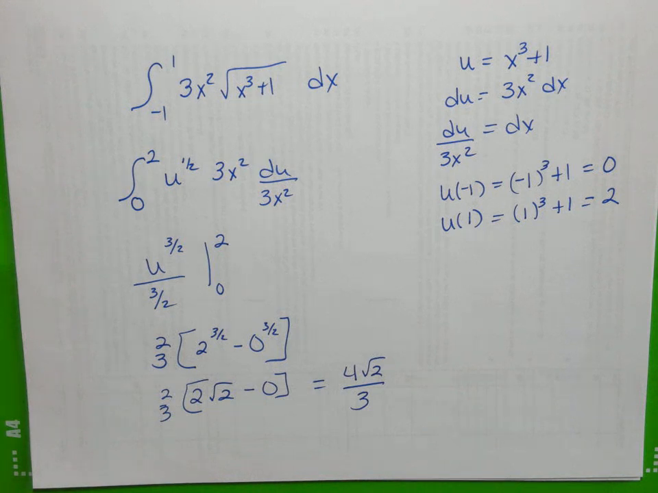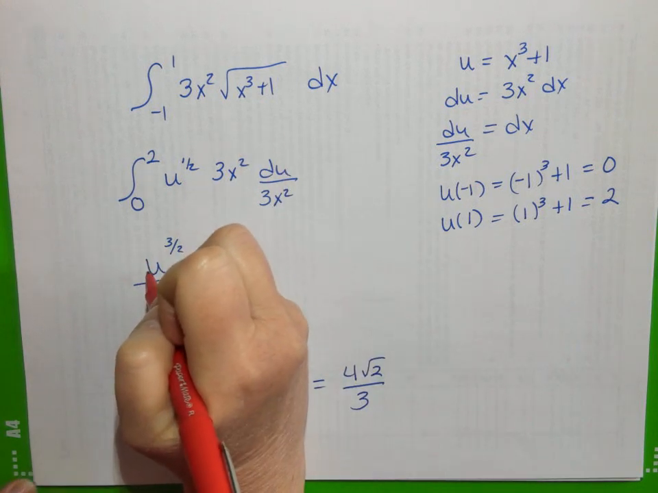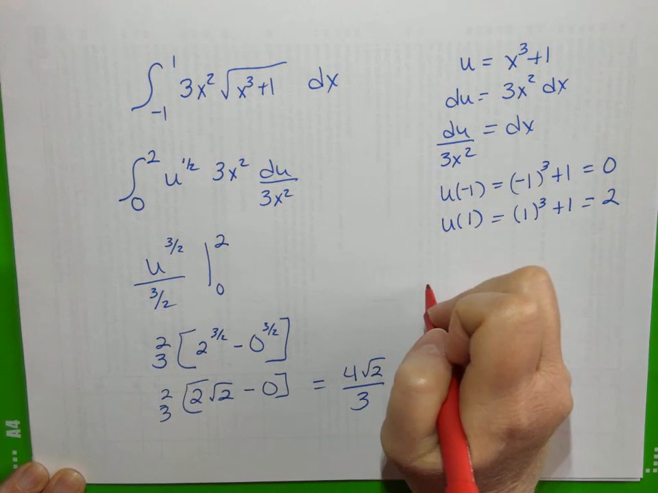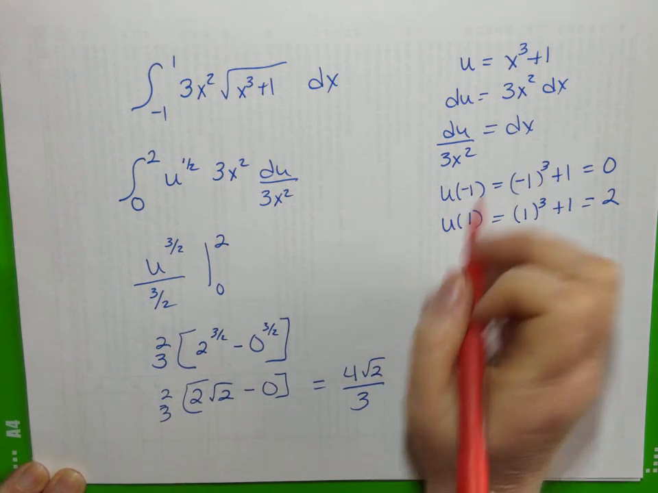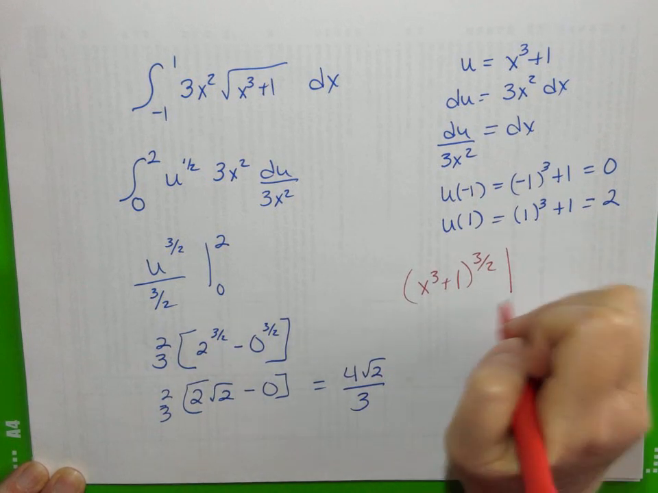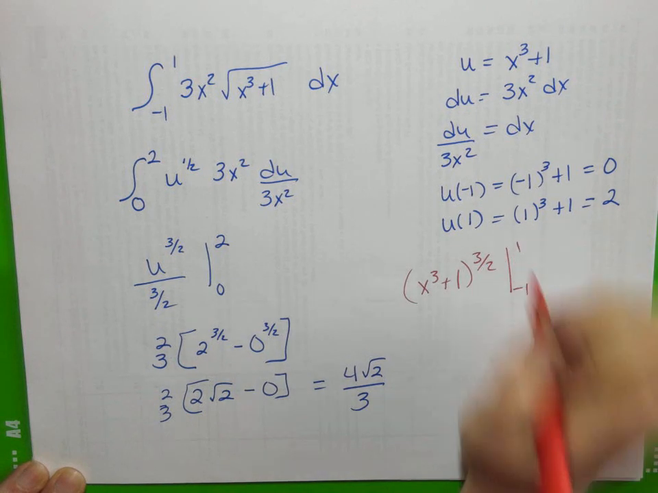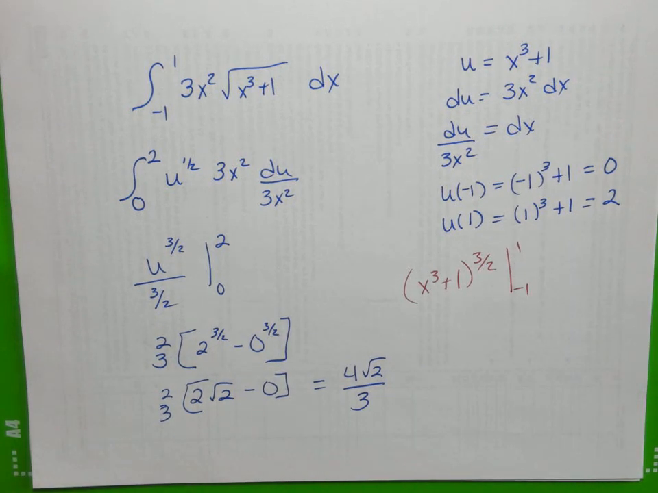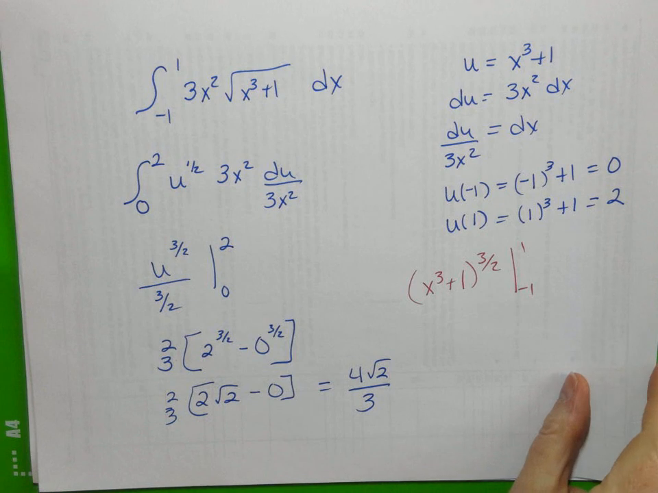final answer. The alternative to this is, now that I have my u right here, I would go back and I would say, okay, I'm going to take u, which is x cubed plus 1, to the 3/2 power and evaluate that from -1 to 1. Well, okay, pick one. It really doesn't make a whole lot of difference. This is not a difficult problem, so it turns out they're going to come out the same. However, this is just a little bit shorter and a little bit less confusing. Let's try that again.